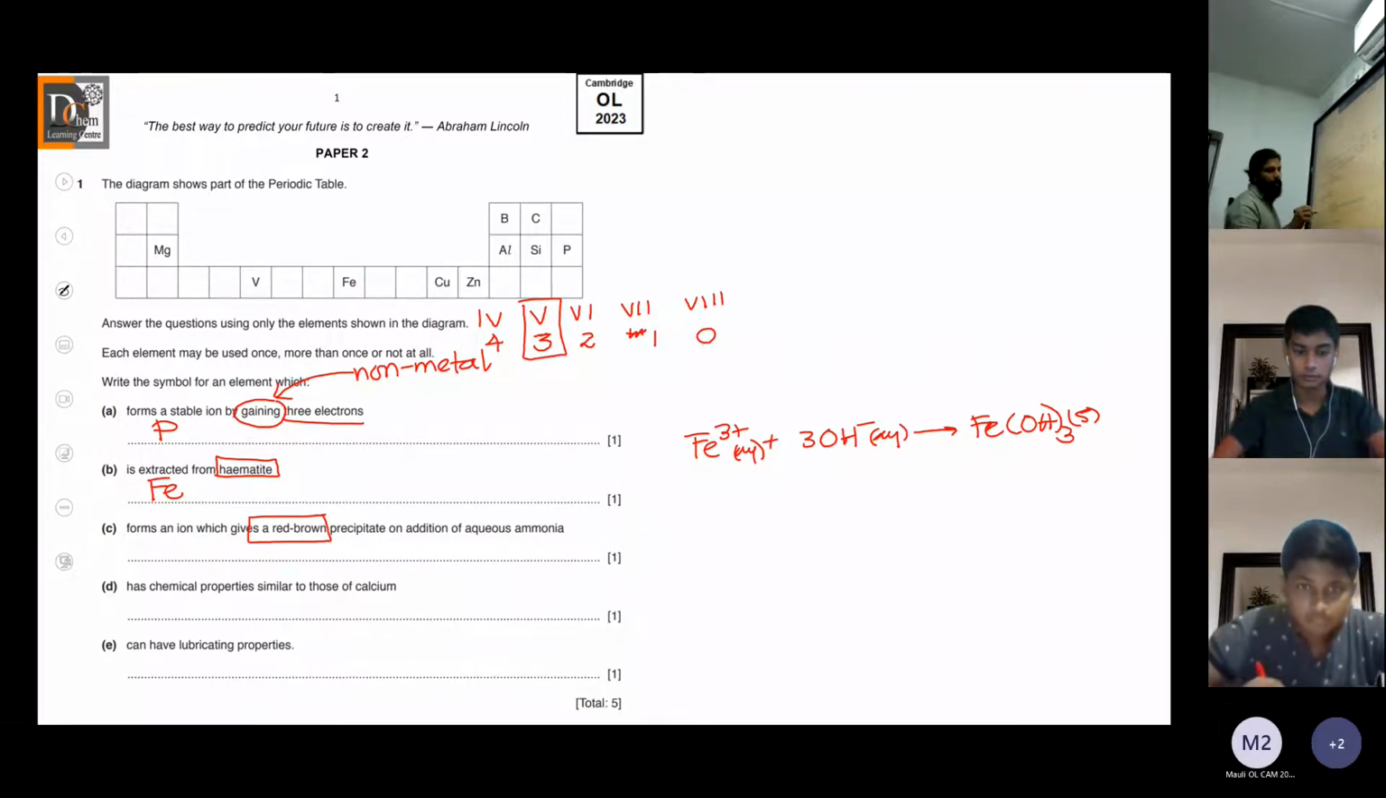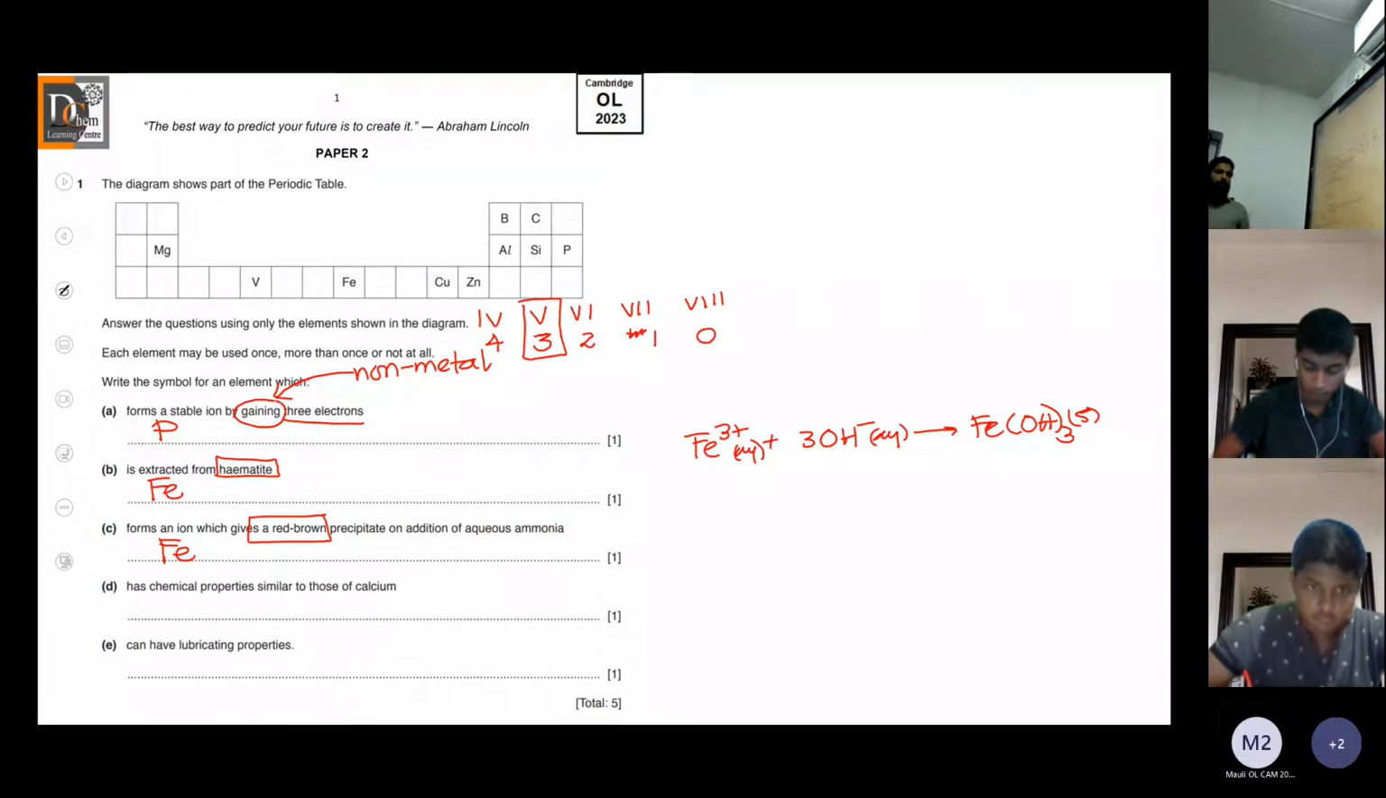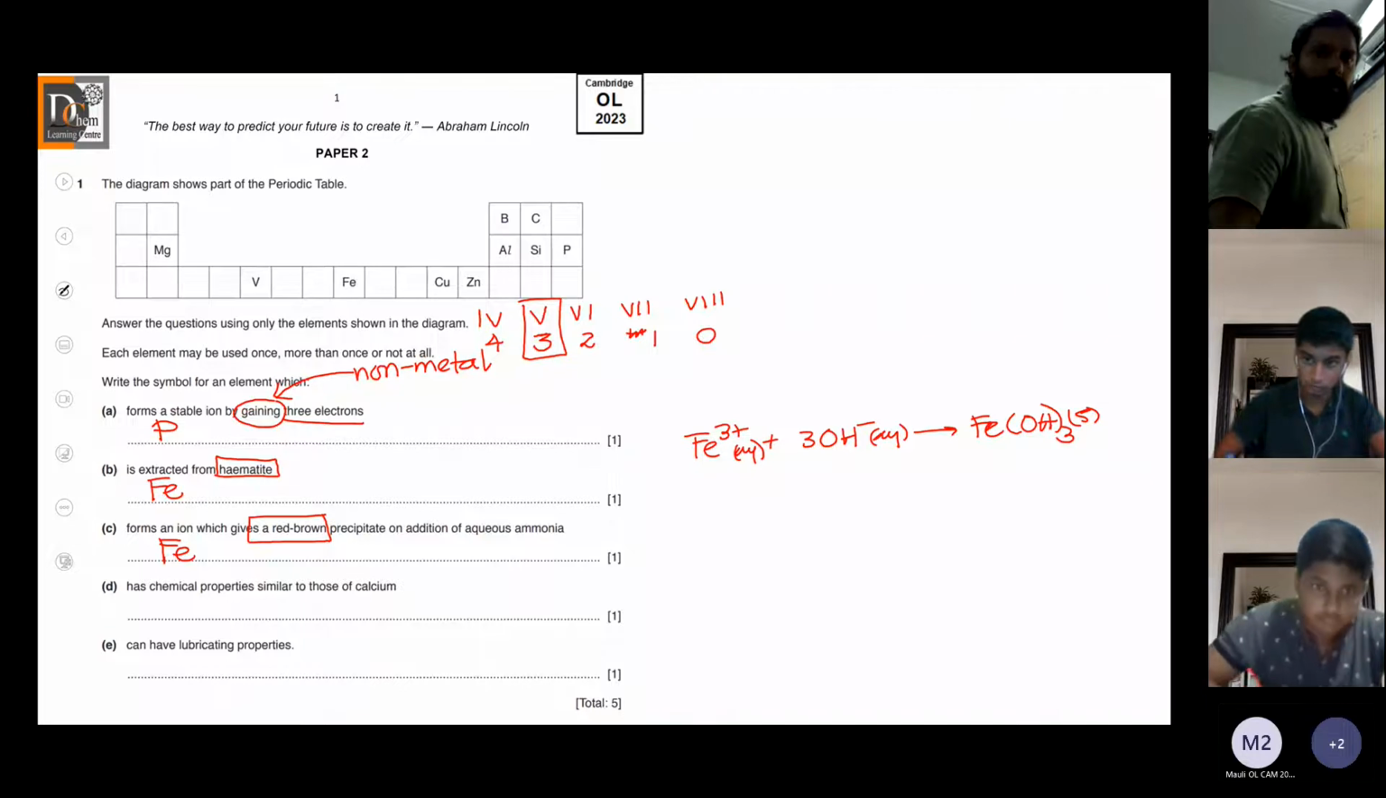Then the red-brown precipitate on addition of ammonia. Then again it's iron. They are asking what the element is only, right? Each element, right? They don't ask which iron.